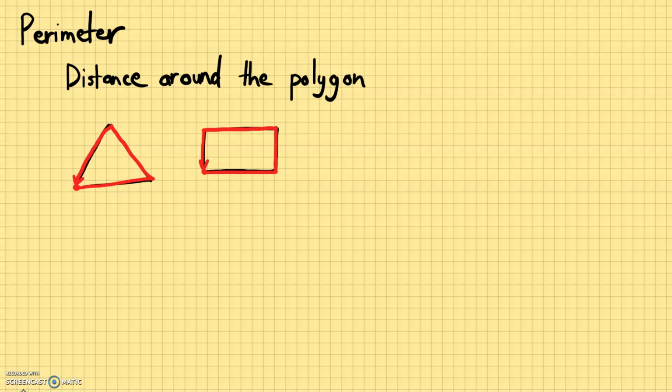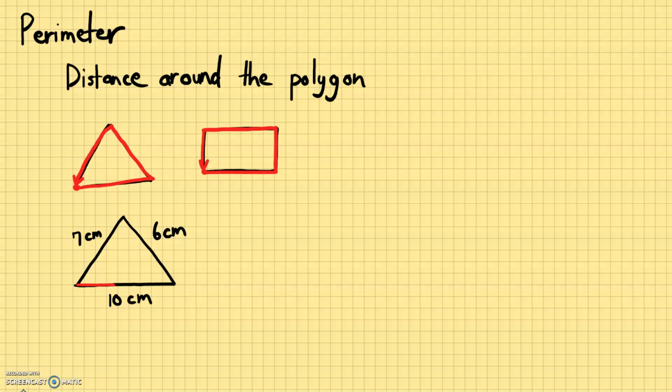So when you're finding the perimeter of a polygon, basically what you need to do is that you just need to add all the sides together. So for example, let's actually put numbers here now. Let's say that this side here is 10 centimeters. This side is 6 centimeters, and this side is 7 centimeters. Then what would be the perimeter of this triangle? In other words, what would be the distance around this triangle?